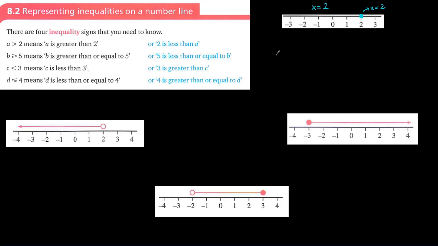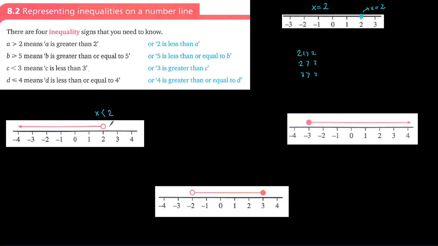Also 2.1 is greater than 2. So 3 is greater than 2. So there are infinitely many numbers. That's why you cannot show only one point. That's why your solution is shown with this red line. Here the point is 2, and I'm going to put the x on the red line. So x should be on this side, and x is less than 2.